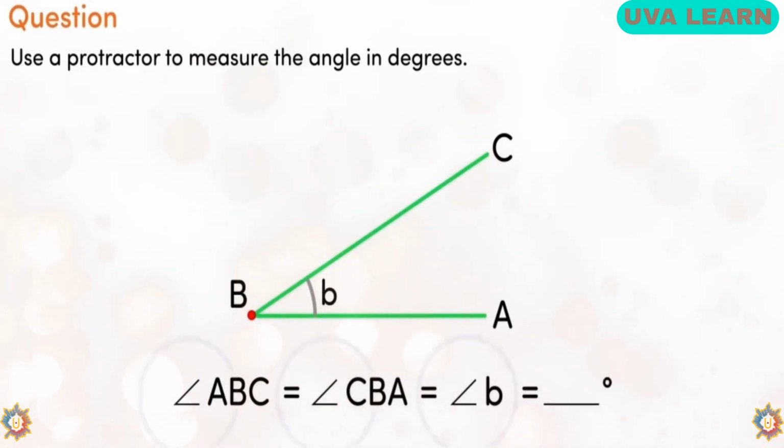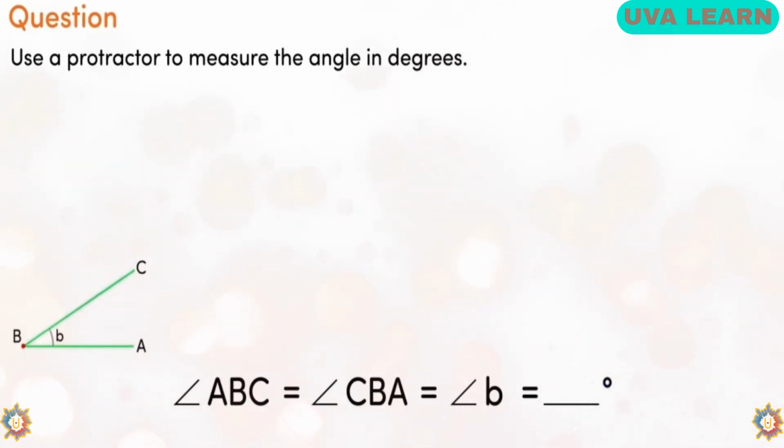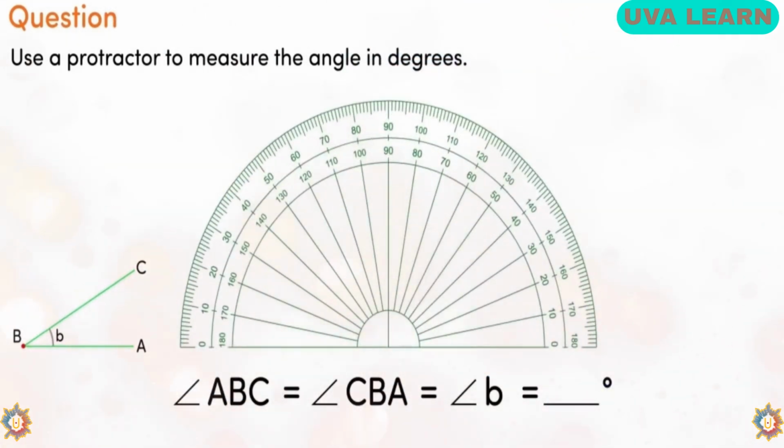We can represent angle by using this symbol. Unit to measure an angle is degree, and degree is represented by this symbol. Do you know the name of measuring tool used to measure any given angle? Yes, a protractor is used to measure any given angle.